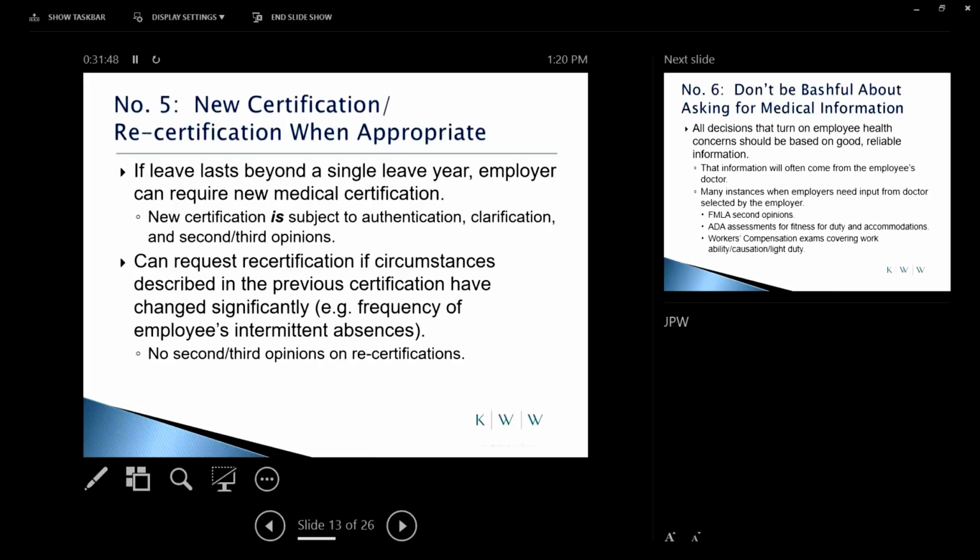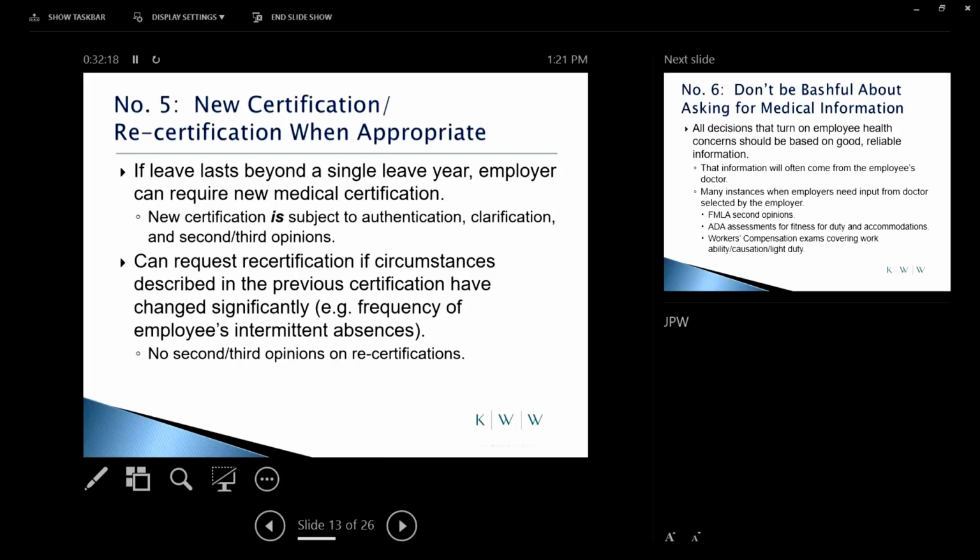So, best practice number 5, the new certification and recertification. Those are two different things. So when a leave lasts beyond a year, and typically there we're talking about intermittent leave, which is why the 12 weeks of leave entitlement might span more than 52 weeks, you are required, or you are permitted to require, a brand new medical certification from the employee and his or her healthcare provider.